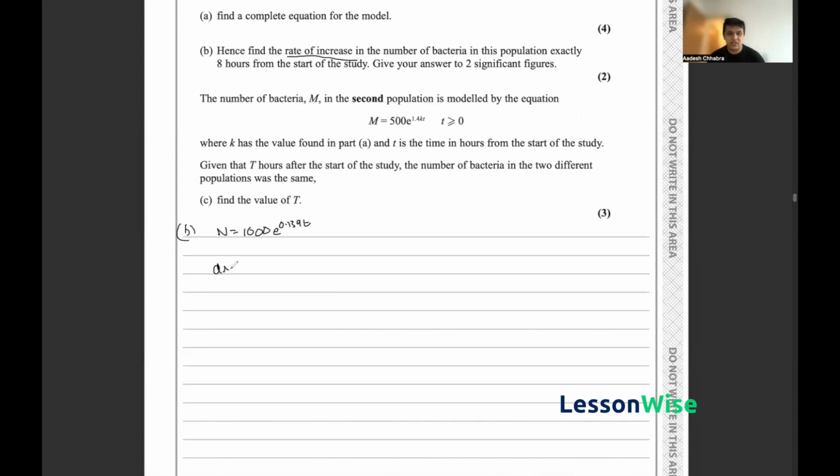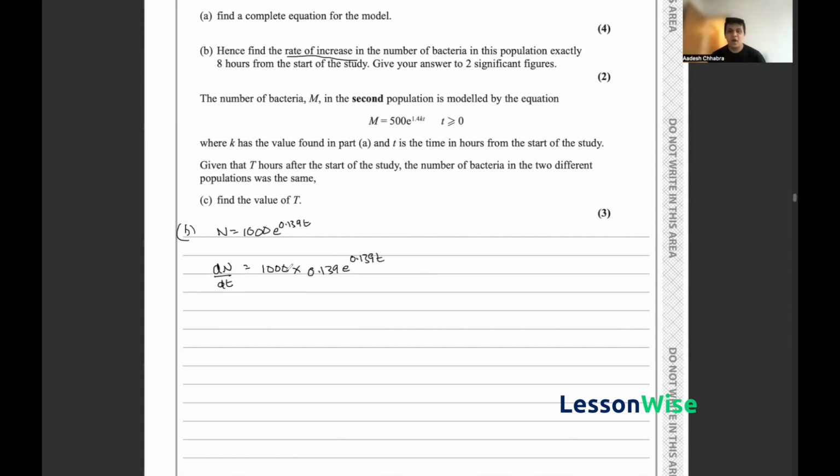So the rate of change in the population would be dN by dt, and all we have to do here is differentiate this equation. So that would be 1,000 times the derivative of e to the power of a function, which is just the function as a coefficient of e, so 0.139 times e to the power of 0.139t. So this is a very simple differentiation whenever you're dealing with e, because it essentially stays the same. All you have to do is bring the coefficient of whatever is in the power to the front.